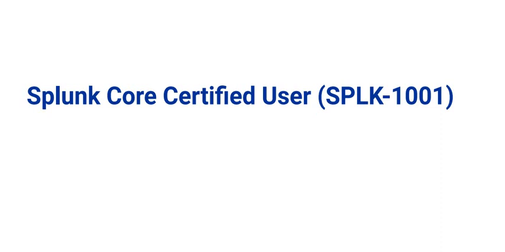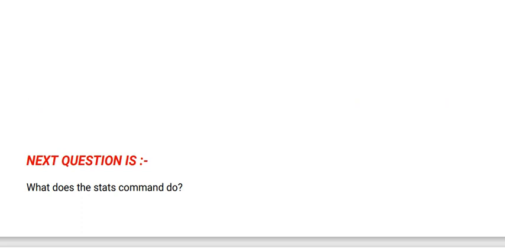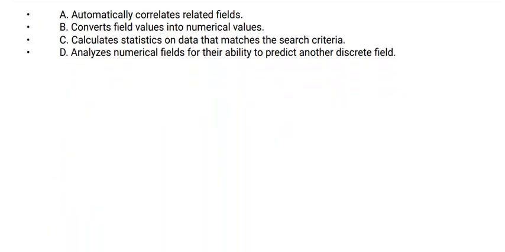Now, the question is, what does the stats command do? Options are, option A, automatically correlates related fields. Option B, converts field values into numeric values. Option C, calculates statistics on data that matches the search criteria. And option D, analyzes numerical fields for their ability to predict another discrete field.